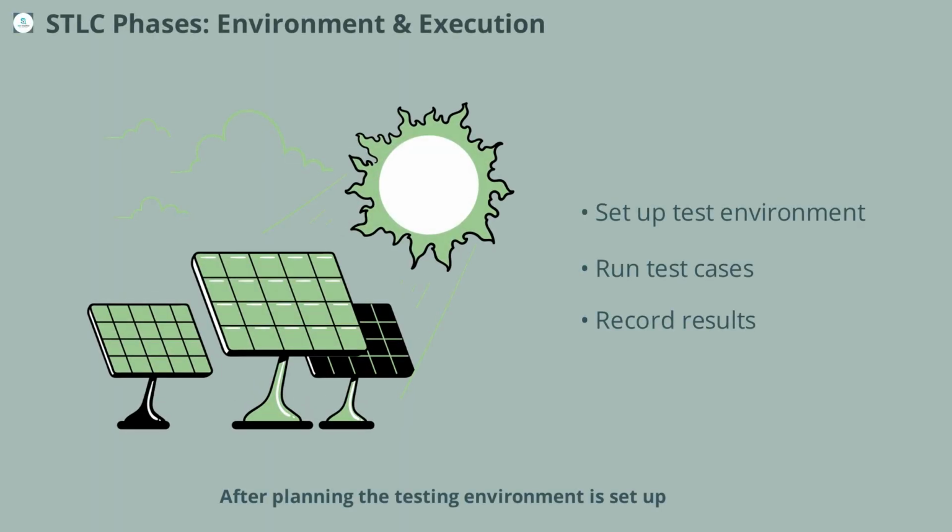After planning, the testing environment is set up. QA installs the app on test servers or sets up browsers. Then, test execution begins. Testers run the test cases and note the results. For example, they might test the add to cart feature and find that the quantity isn't updating correctly.